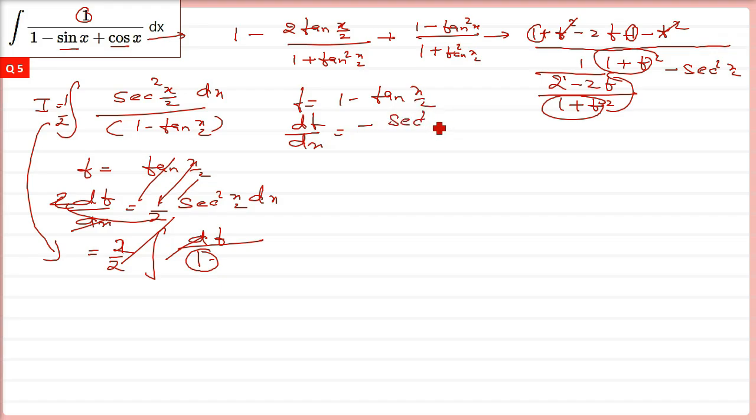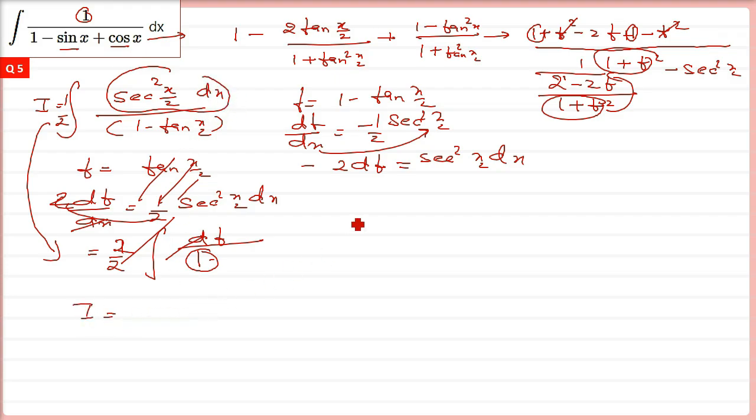What are the benefits? So dt by dx will be, 1 will be 0, negative half sec square x by 2, negative 2 will go on the left, so negative 2 dt. Now this sec square x by 2 dx, which was previously 2 dt, has just transformed to negative 2 dt. That is the only thing changed here, if you take 1 minus tan x by 2 instead of tan x by 2 as t. Now this sec square x by 2 dx is negative 2 dt, negative 2 we have taken outside, it is dt. Now I tried to do this, but I stopped in between just to show you what are the problems we face.